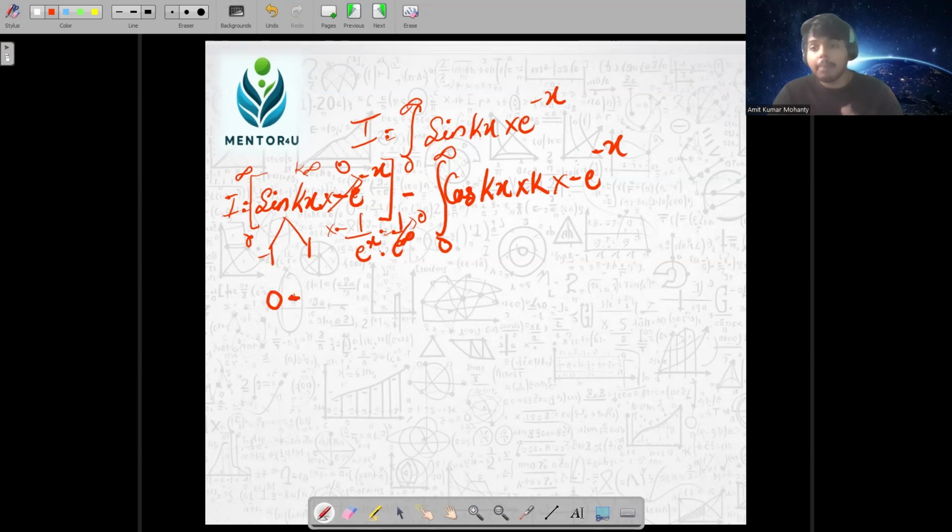Minus, I have to apply the value of 0. So if I'm putting x as 0, what am I getting? Sine kx, k into 0 equals sine 0. Sine 0 means 0 only. So 0 into 1 by e to the power x. If x is 0 in this situation, it will be 1 by e to the power 0, which is 1. So it's basically 0 into 1 for x equals 0, because sine 0 is 0. So for infinity also 0, for 0 also it is 0. So 0 minus 0 will be 0.